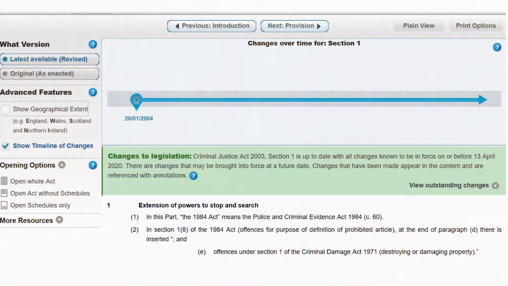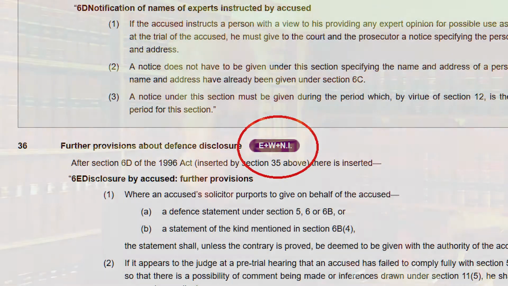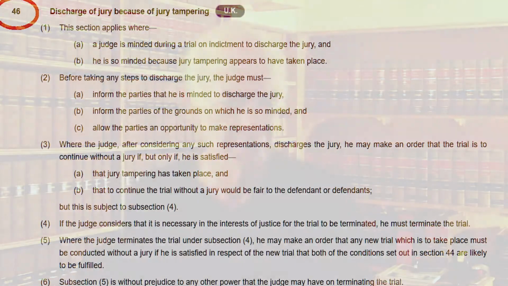Let's look at the Criminal Justice Act of 2003, and you will see that Section 1 applies only to England and Wales, which together form a single jurisdiction. So that's Section 1, England and Wales only. Moving through the Act, we see that Section 36 applies to England and Wales and Northern Ireland, but not to Scotland. And finally, we see that Section 46 applies to all of the UK, including Scotland.